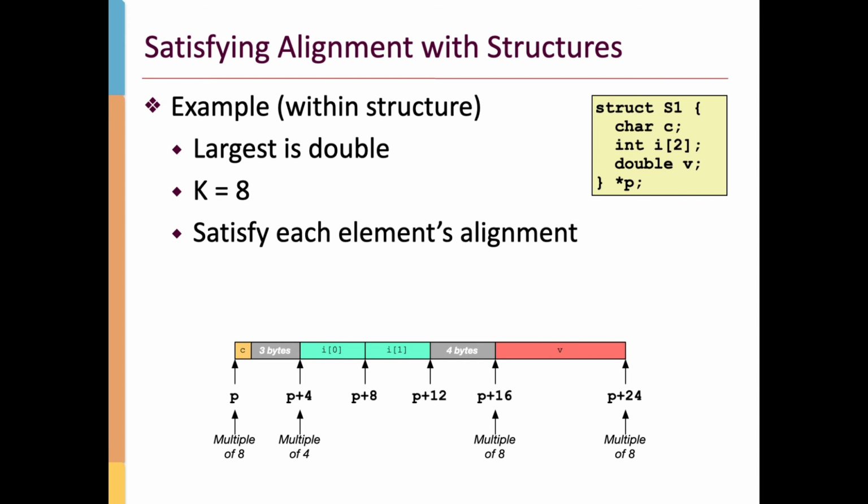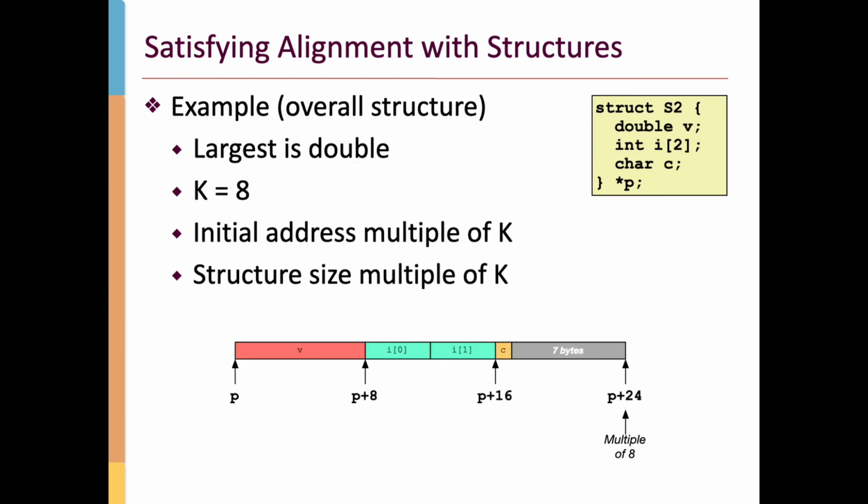So here's an example of alignment within a structure. We've already kind of worked through this, right? We know that the largest thing in this structure is a double, this guy. So the value for k is going to be 8, and we need to make sure that we satisfy each of the elements' alignments. And we've worked through this already on a previous slide. That's why we had this 3-byte gap and this 4-byte gap that we looked at previously.